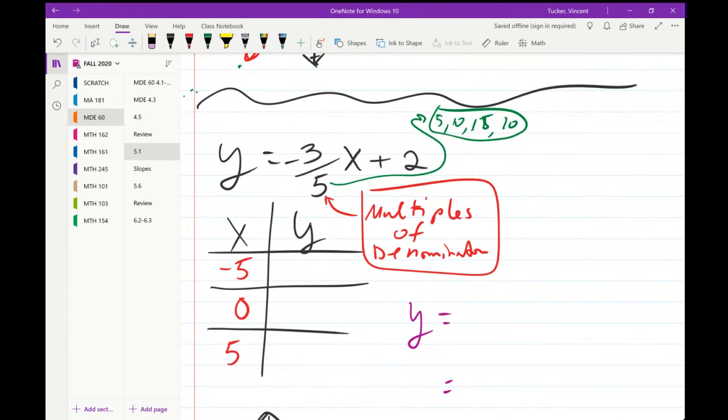All right, so next one, we have y equals -3/5 x plus 2. Here we want to be strategic in what we choose for our x values because we have a fraction involved. What we want to choose are multiples of the denominator. So 5, 10, 15, 20, anything that 5 can divide into easily is what we want to choose.